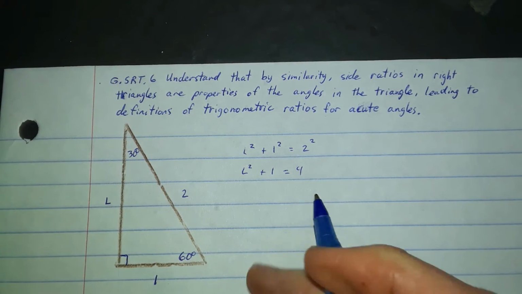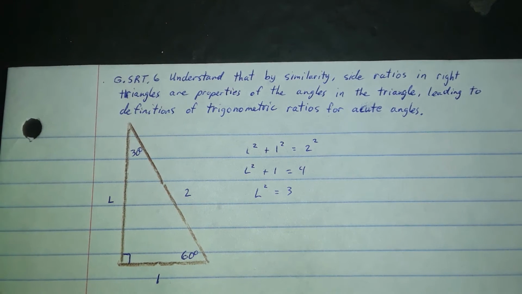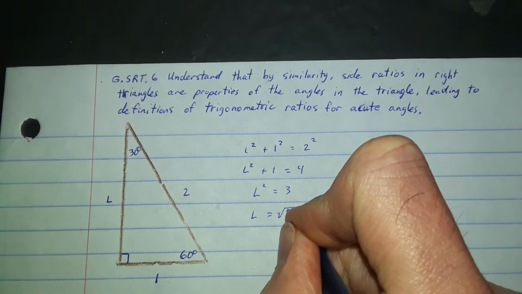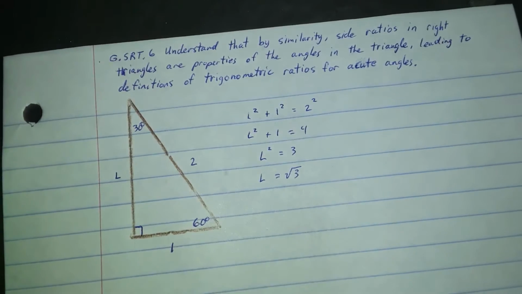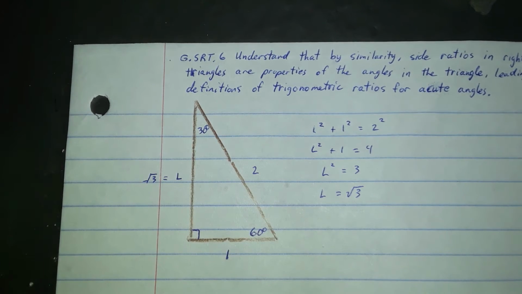And then we're going to subtract 1 from each side. We're going to have L squared equals 3. And then take the square root of each side. So the missing side is the square root of 3, and we're going to leave it like this. We're not going to try to get a calculator value with a decimal. So this missing side we can fill in as square root of 3.